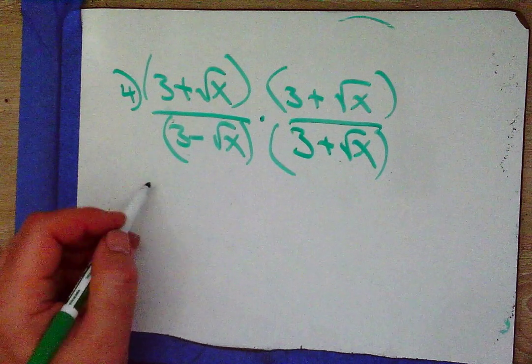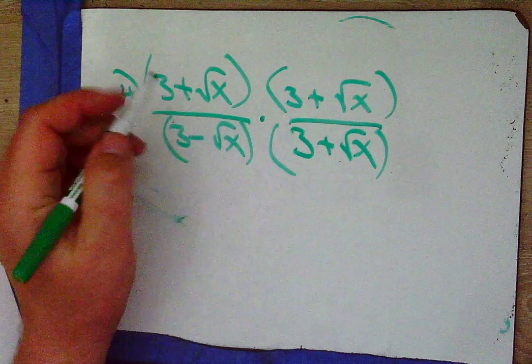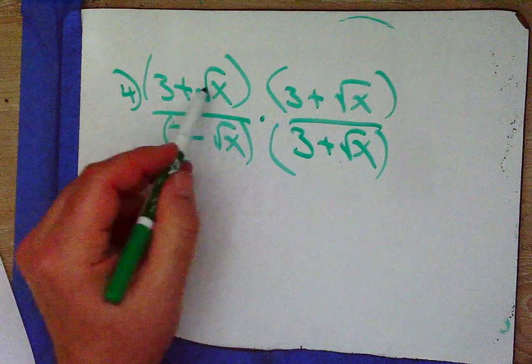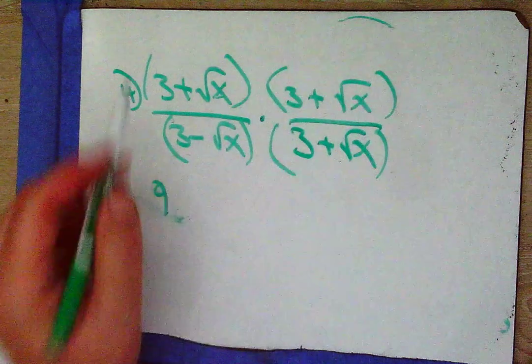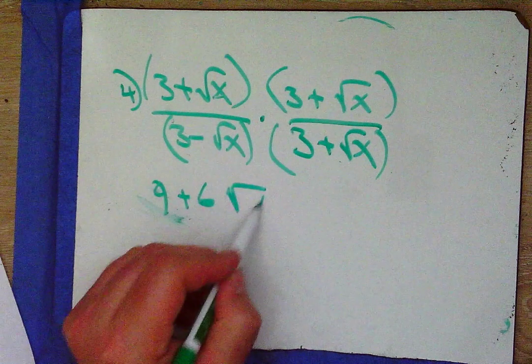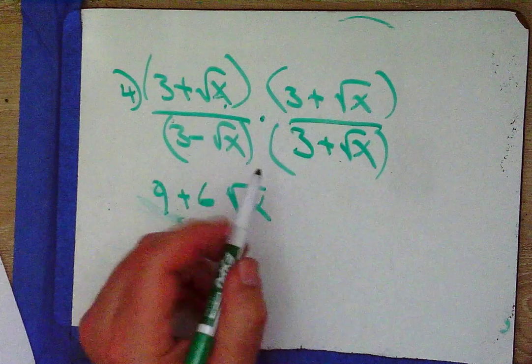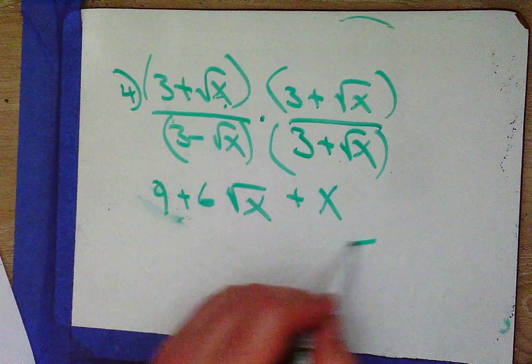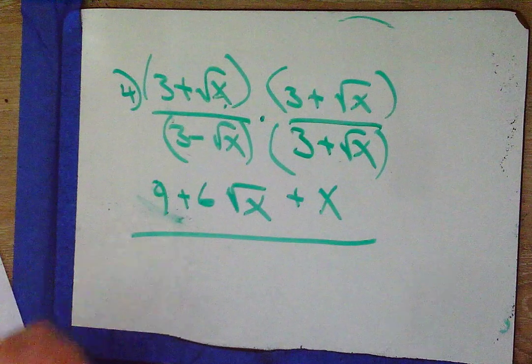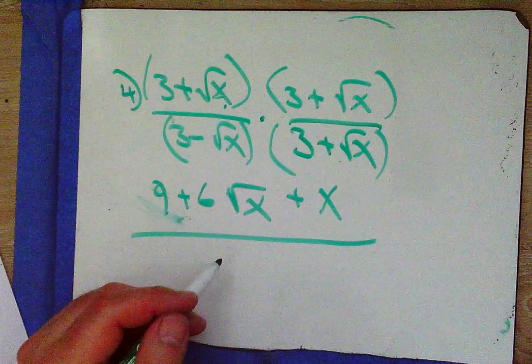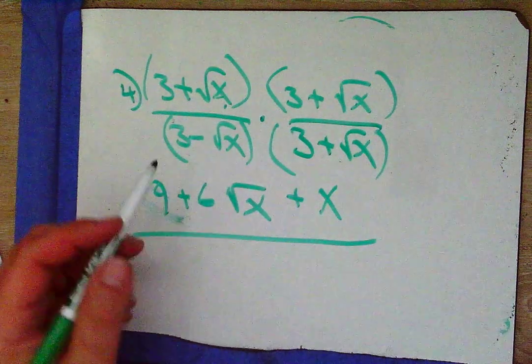Okay, so welcome back. I'm going to have 3 times 3, which is 9. I'm going to have 3 root x plus 3 more root x, which is 6 root x. And I'm going to have root x times root x, which is x. Actually, it's absolute value of x, but we're going to be fine with x in our class. Okay.